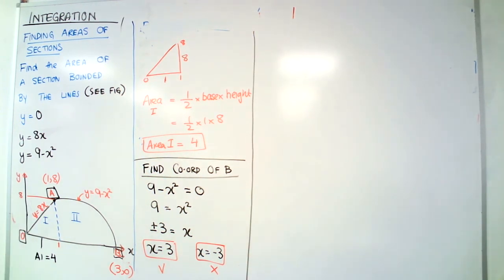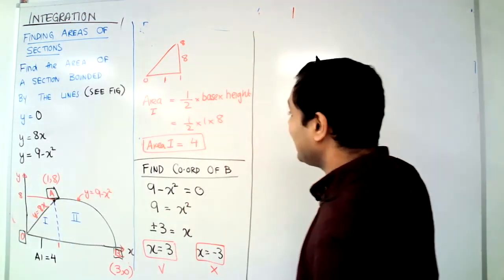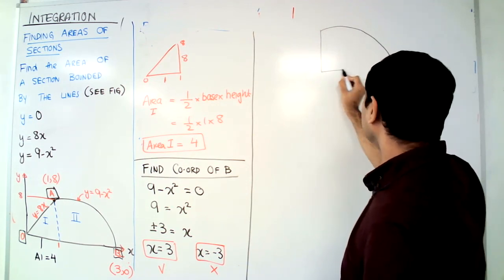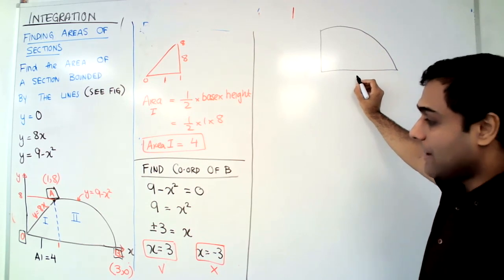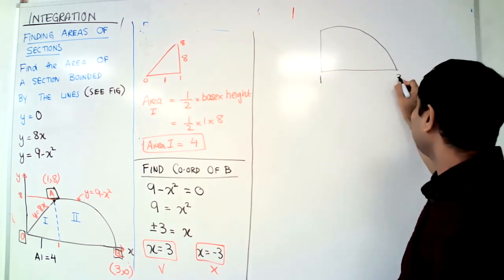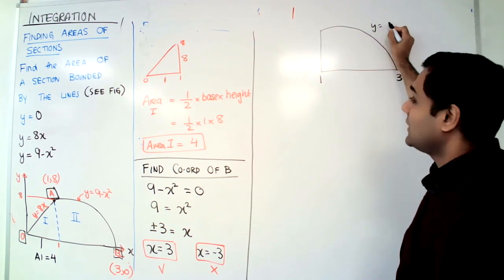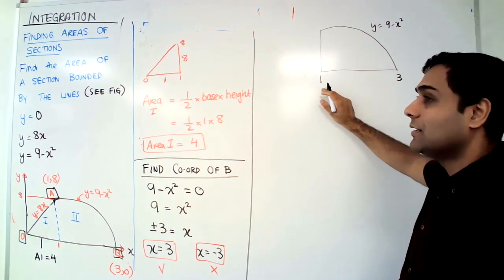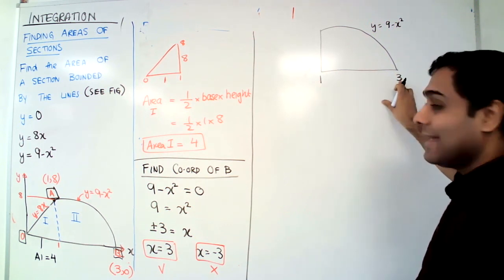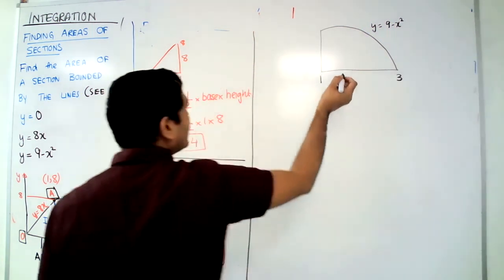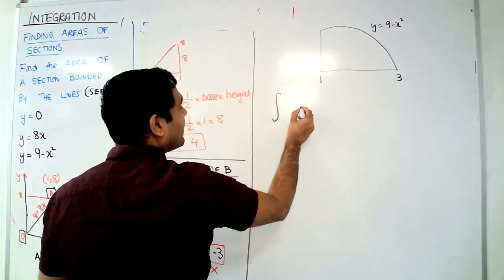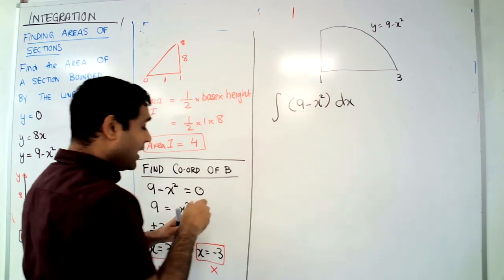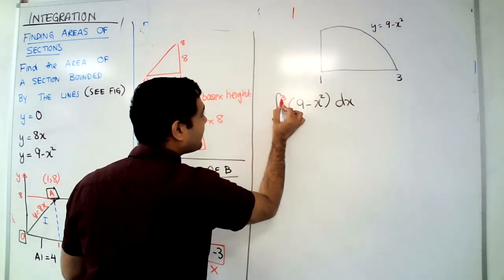Once you got the coordinates of the point B, you can actually find the area of this curve. Let me find this one. I'm going to redraw this one. Here you go. So I need to find this area. Remember, this starts from 1, this ends at 3, and the equation of the curve is 9 minus x squared. So the limit of the x is: x starts from 1 and x ends at 3. So I need to integrate the curve, 9 minus x squared, and the limits are the bottom limit, 1, the top limit, 3.